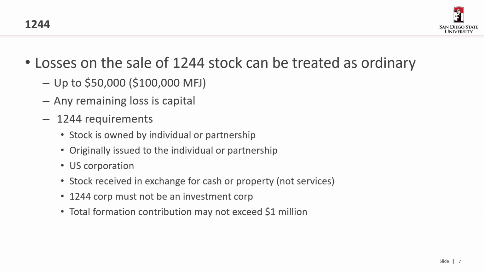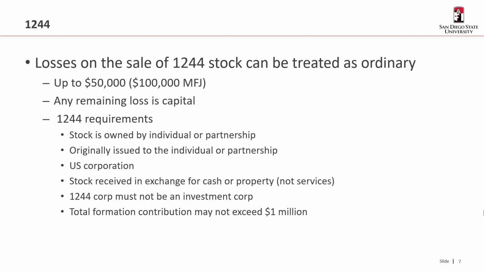So it's designed for small businesses. So the stock is owned by an individual or partnership. It can't be owned by a corporation. It's originally issued to the individual or the partnership, so it can't have been bought on the secondary market. It has to have been issued at the time originally that stock was issued.